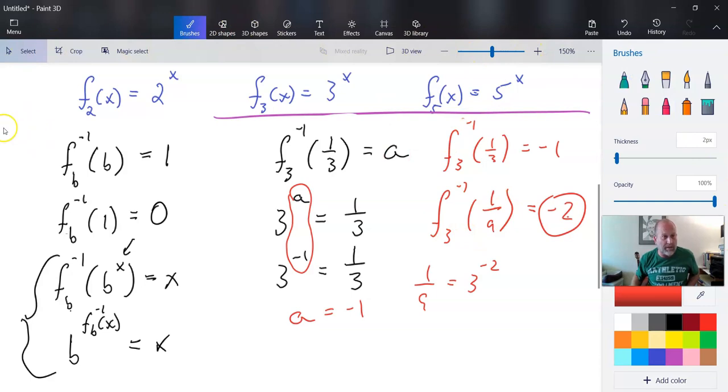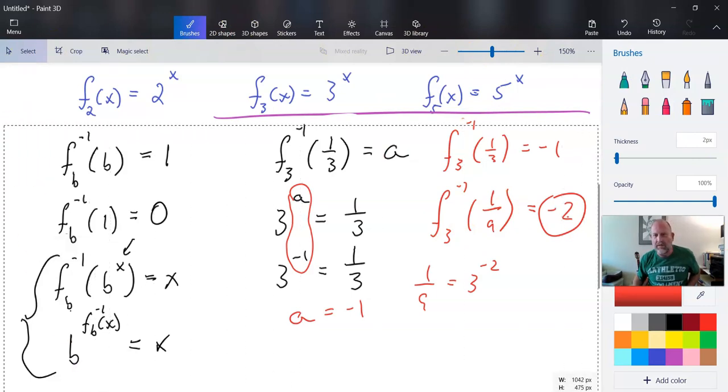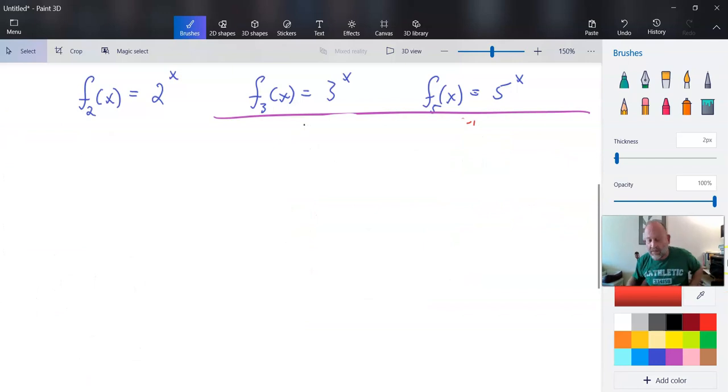Let me get rid of some of this here. Let's add a function to the list. What if I have f base e inverse of x? I could have that too. So that means my exponential that it's the inverse of is e to the x.